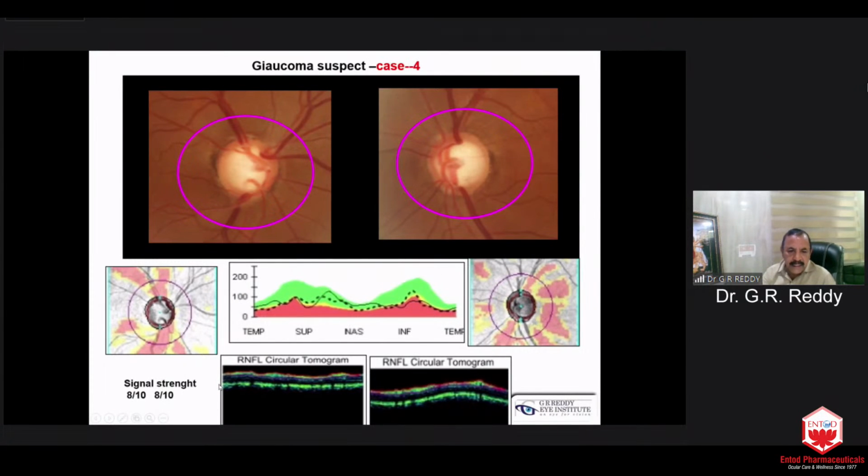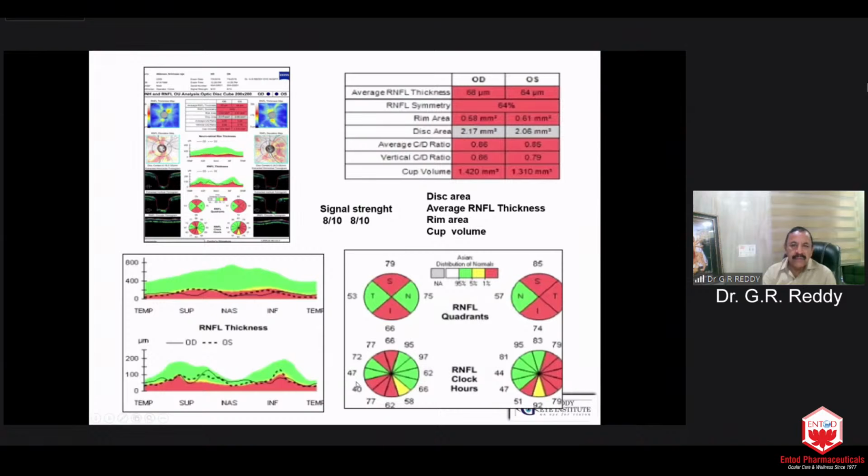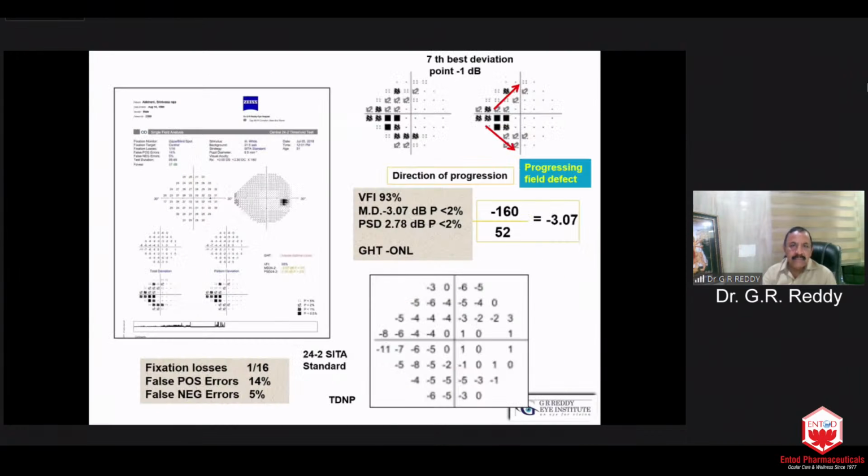Even if you see the retinal nerve fiber layer tomogram, the segmentation is not proper. Even though signal strength is good, 8/10, still you cannot take it for granted. When the field is done, and the field is 1/16, the false positives are 14% and false negatives are 5%. As you know, false positives you can accept up to 15% and false negatives up to 5%. So if the false positives are on the higher side, normally the scotomas may be lesser. So we can take these scotomas for granted, and it is reproducible 3-4 times.